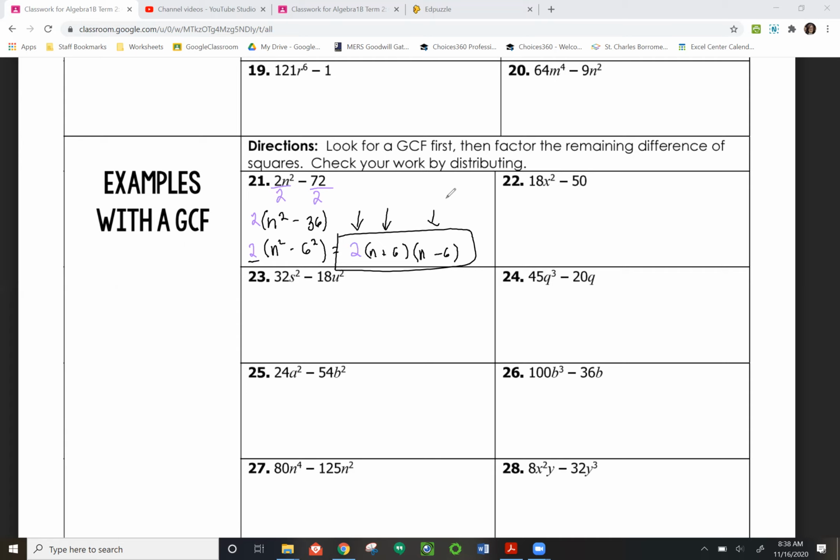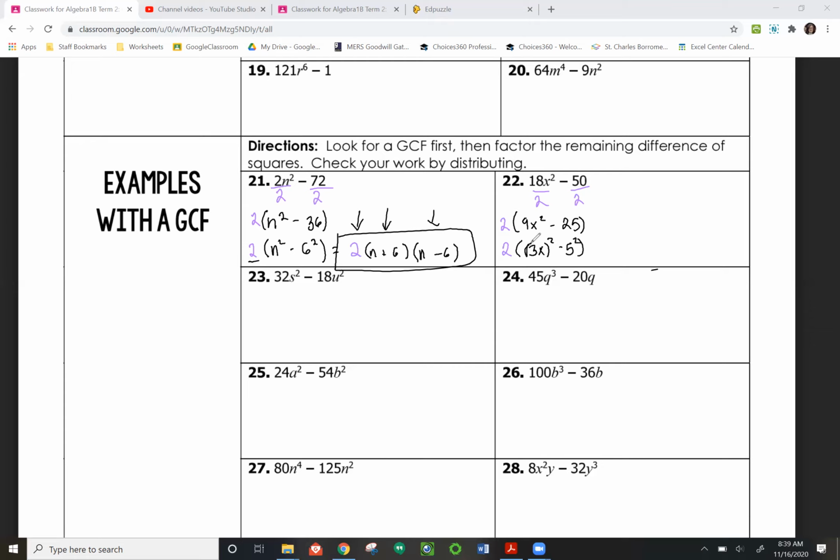All right, so let's look at 18. Is there anything you can divide evenly out of 18 and 50? Yes, I believe I can divide a 2 out, because they're both even. So I have my 2, and then what's left? Well, 18 divided by 2 is 9x squared, minus 50 divided by 2 is 25. This is really looking like we might be able to express these two values as squares. 9x squared is the same thing as saying 3x squared. Minus 25 is the same thing as saying 5 squared.